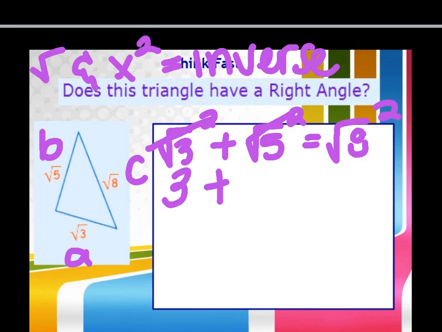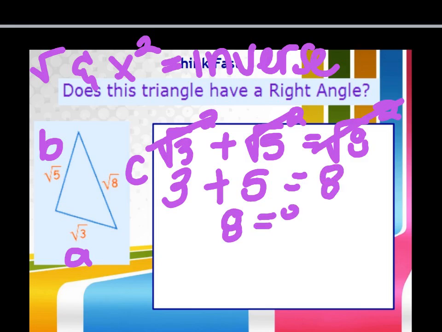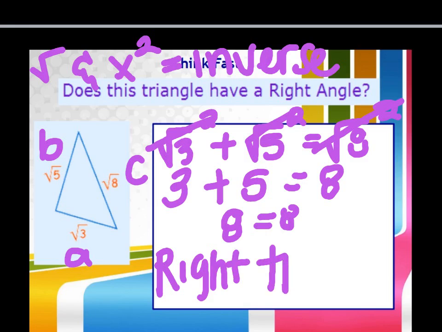Plus, this cancels out, so you're left with 5. Equals, this cancels out, so you're left with 8. So now we do 3 plus 5, 8 equals 8. So this is a right triangle. We got a true statement. You know that this angle right here is a 90-degree angle.